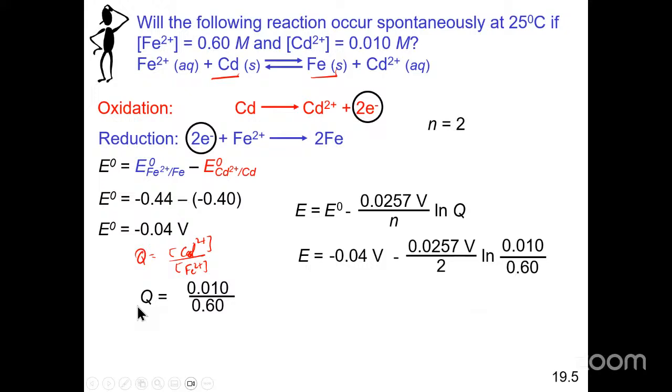Q is equal to the concentration of the cadmium, which is 0.010, divided by the concentration of the iron 2 plus, which is 0.60. And that works out to be equal to 0.0. Well, we didn't calculate that here. We put that here where Q is. And then you do the number crunching for all of this. And the answer is that the standard EMF is equal to 0.013.